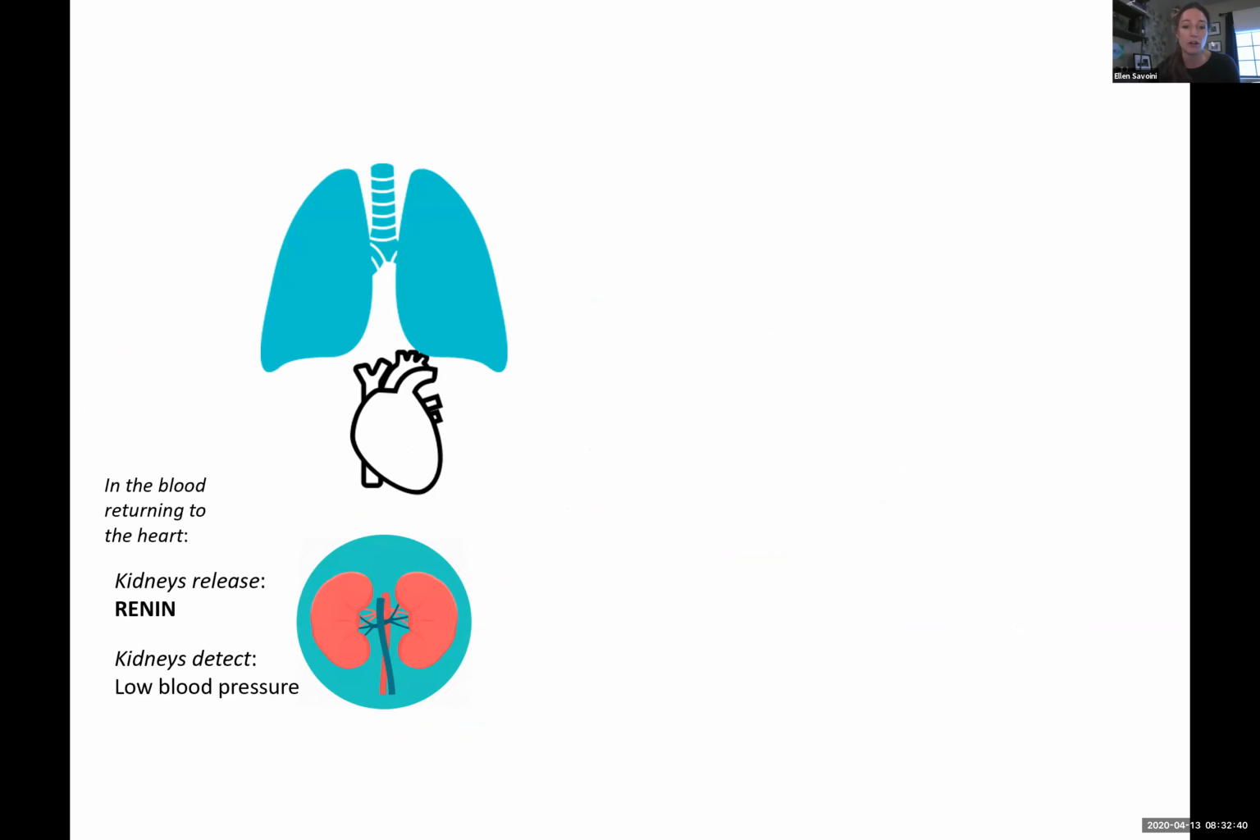In the blood, returning to the heart, renin plus angiotensinogen becomes angiotensin I. So I put in bold and caps the actual hormone names that are converted. Notice angiotensinogen is just a protein that's helping to convert into this first angiotensin. So now we have angiotensin arriving into the heart.